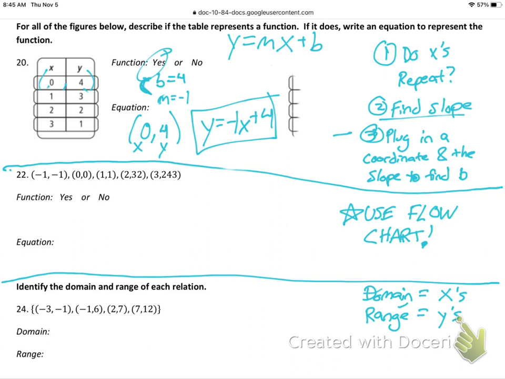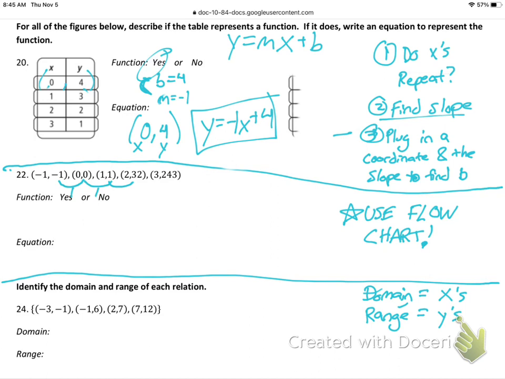All right, for 22, I need to use my flow chart. So what I'm going to do is find the pattern in the y's. So negative 1 to 0 is 1. 0 to 1 is 1. 1 to 32, uh-oh, what happened?